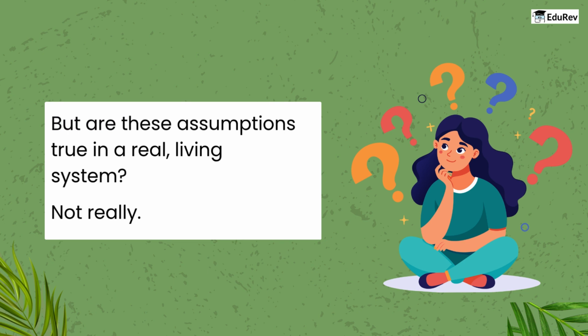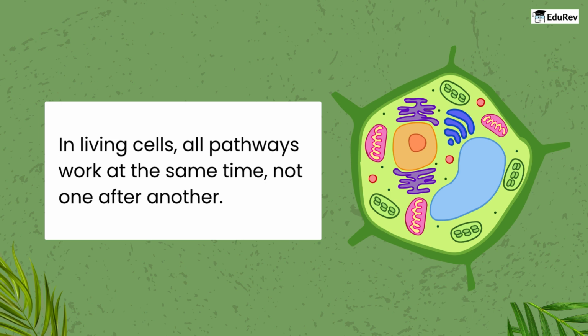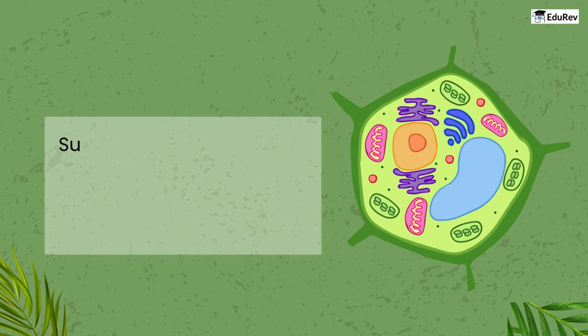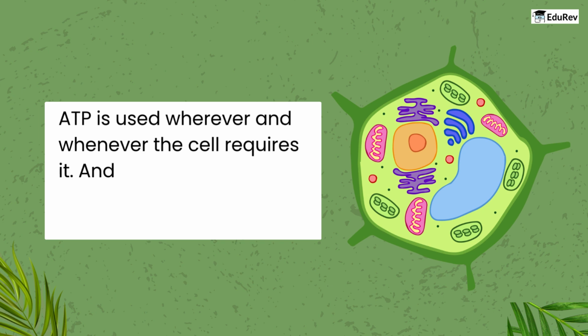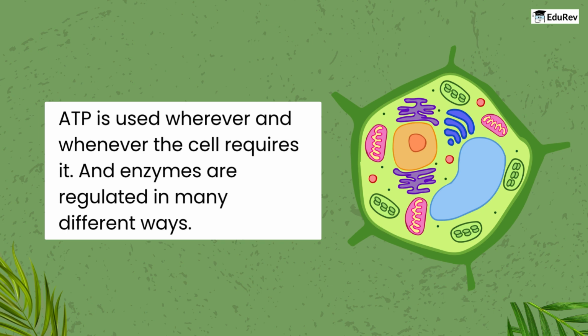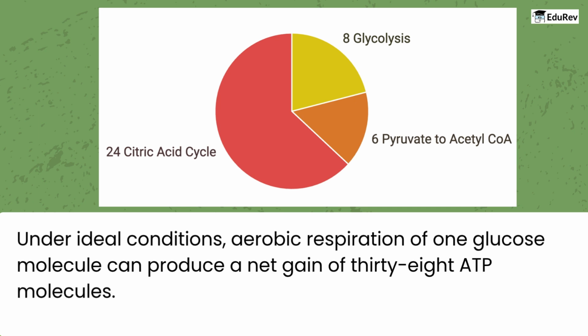Not really. In living cells, all pathways work at the same time, not one after another. Substances are added or removed from the pathway as needed. ATP is used wherever and whenever the cell requires it. And enzymes are regulated in many different ways. Under ideal conditions, aerobic respiration of one glucose molecule can produce a net gain of 38 ATP molecules.